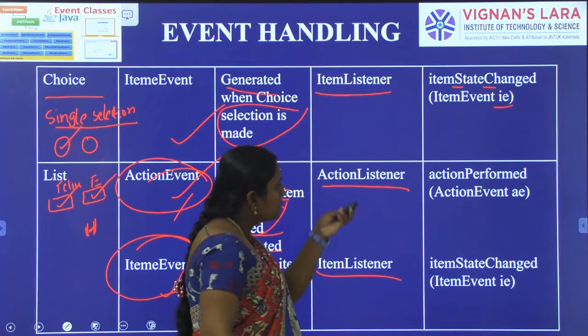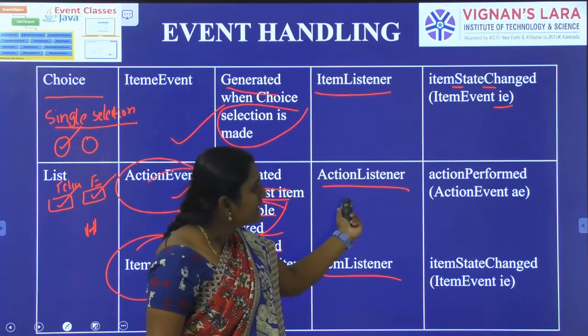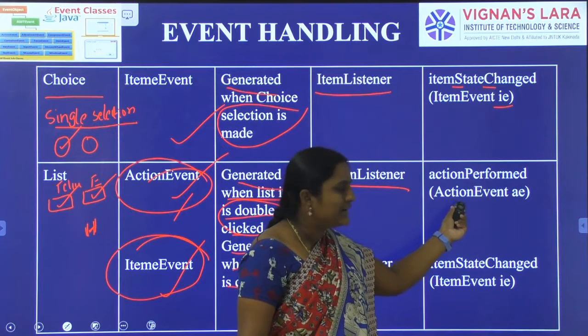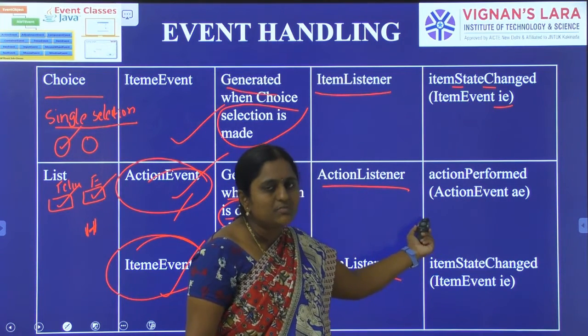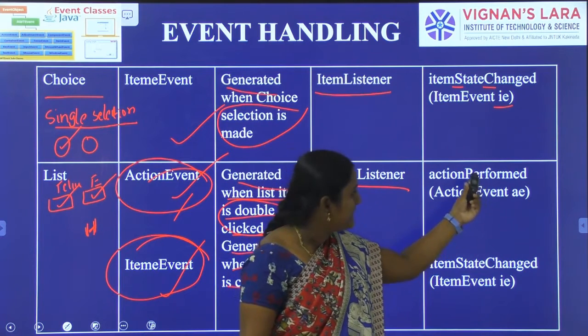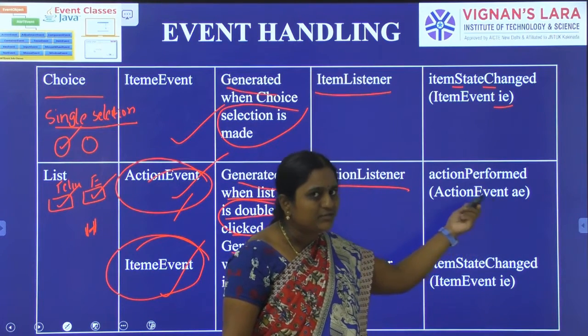Interfaces are there. So the ActionListener interface defines one method. What is the method? The actionPerformed method. Here ActionEvent is the object. This object is supplied as an argument to this method. So here A is the reference of this object.